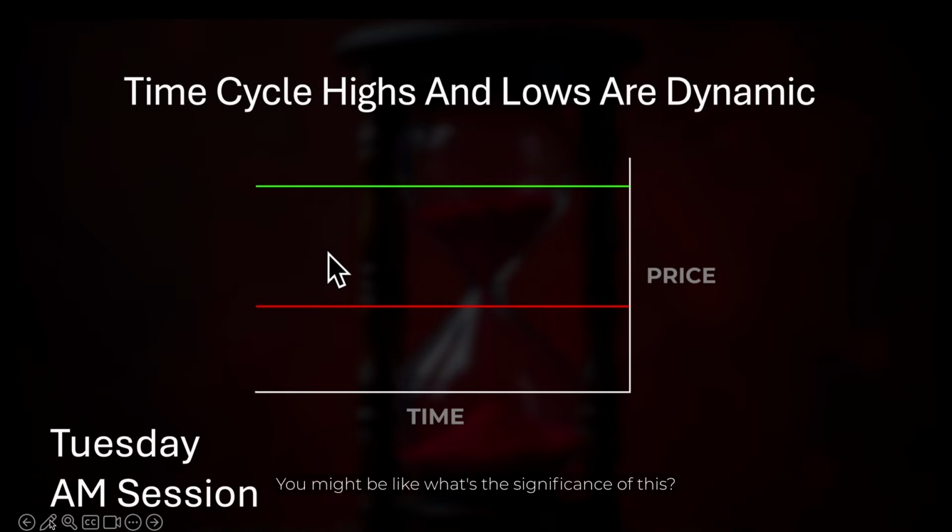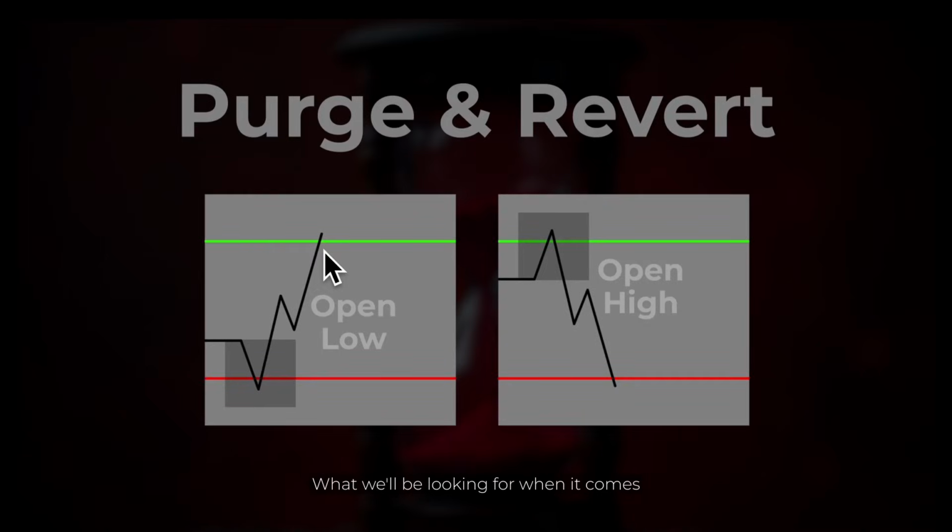You might be like, what is the significance of this? Well, the significance of this is that you can see that the engineering of liquidity is taking place around different levels. And keep this in mind moving forward. What we'll be looking for when it comes to time cycles is mainly the following. We will be looking at a purge and revert taking place, where if bullish, we are going to look for an open low, where the market is going to open low, taking out sell-side liquidity, resting below the previous cycle low, followed by reversal higher to draw towards the previous cycle high. This takes place in bullish markets.